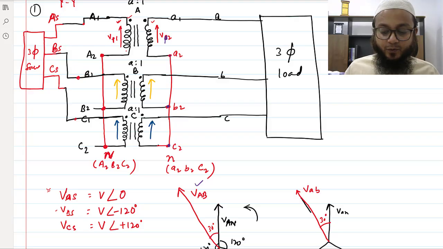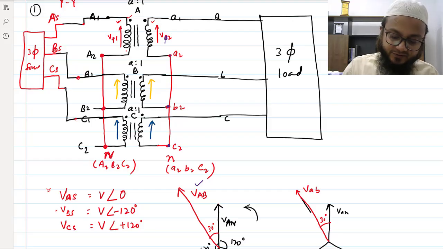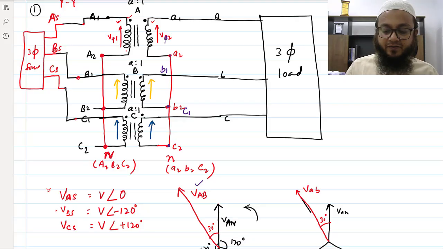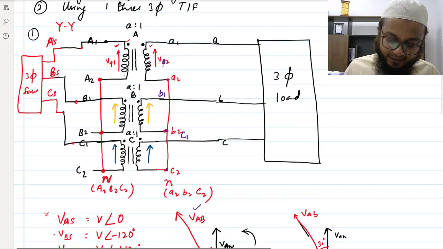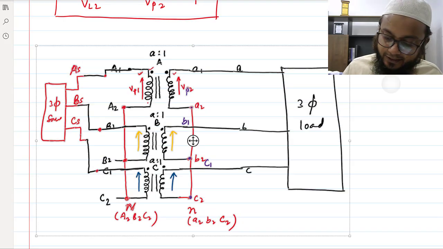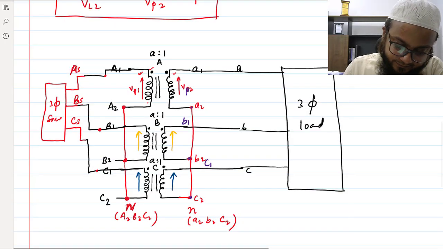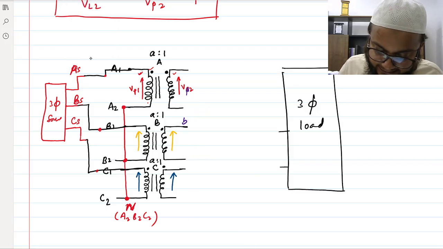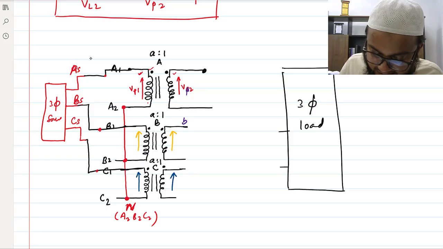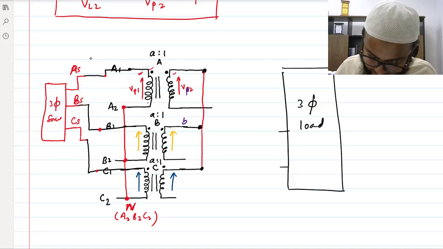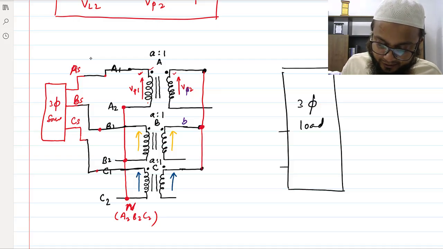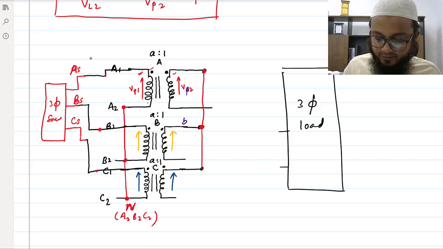Let's see what will happen if you connect A1, B1 (this is B1 and this is C1, right?). If you short all of A1, B1 and C1 together, what will happen? Let's see that. For a star-star connection only, let me erase this. This time I am connecting these ends, shorting all the dotted ends. Obviously this will work.